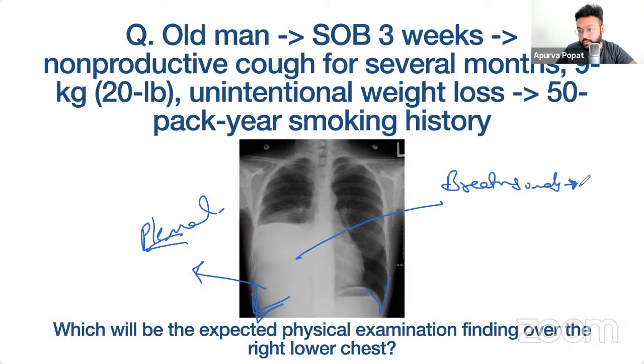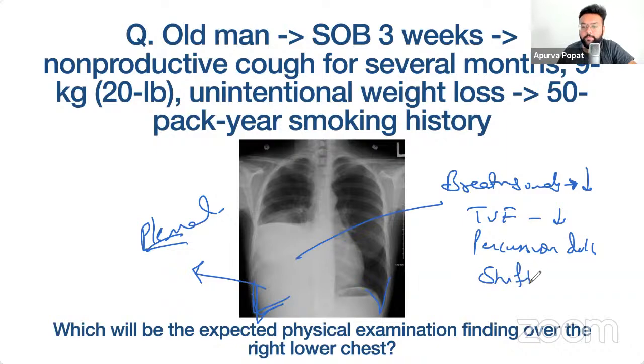Breath sounds decreased. Tactile vocal fremitus decreased. Percussion dull. Okay, if this is a large pleural effusion, where will the trachea shift? Opposite. Very good. Next step in management?